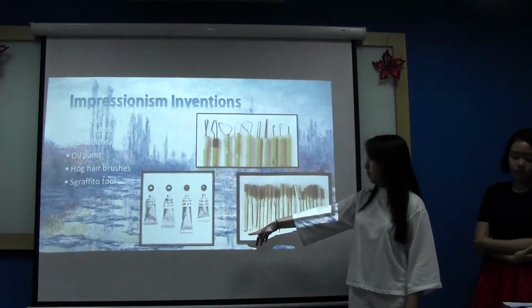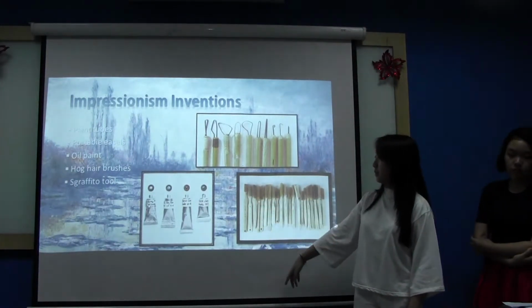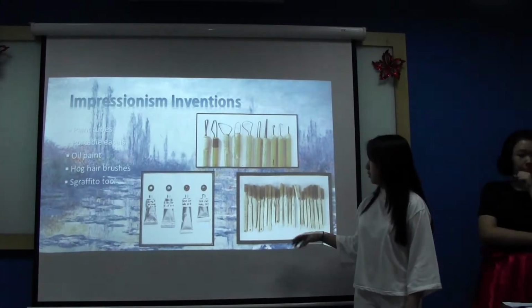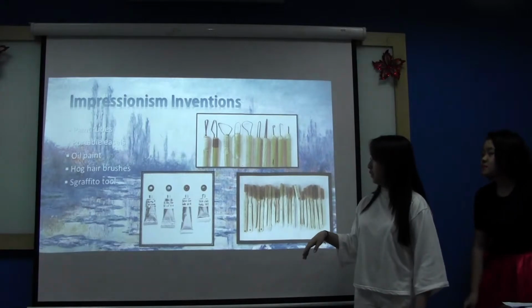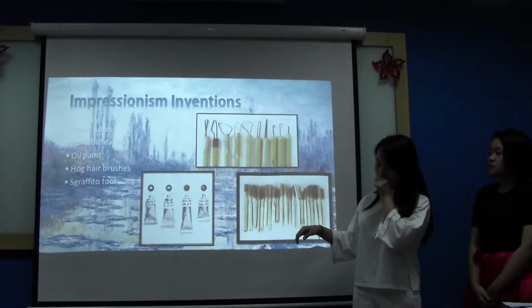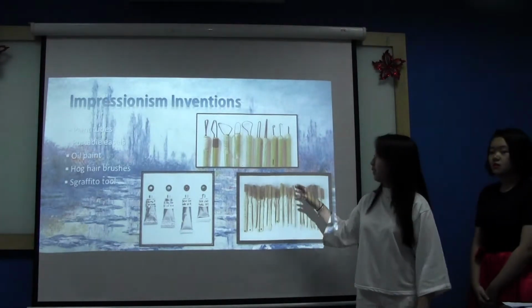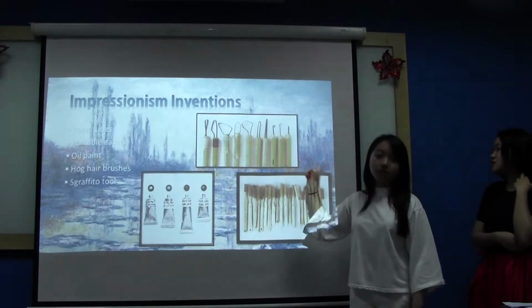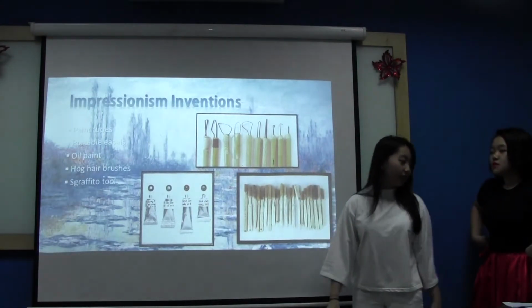So this is a paint tube. They only have white labels. And this is hog hair brushes, which we use to clean the easels and canvases. The scavito tool was used for carving, but this is also an invention of art.